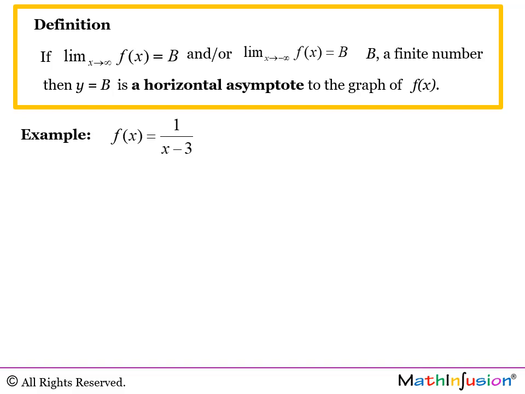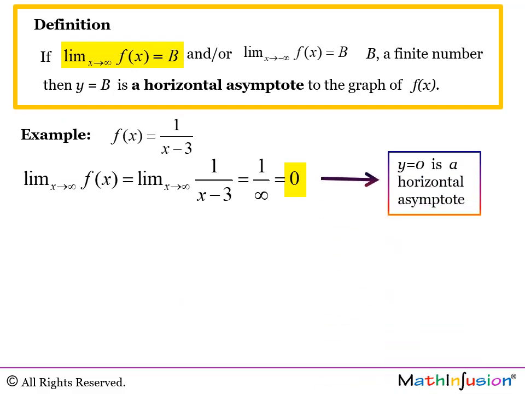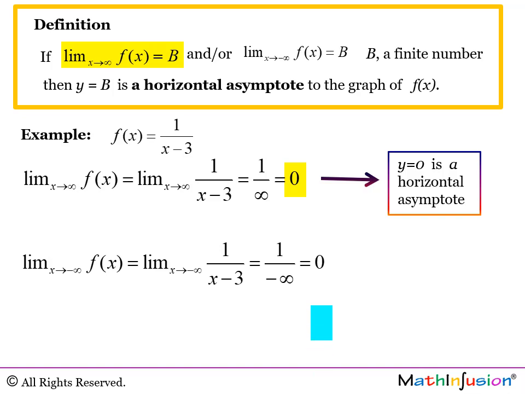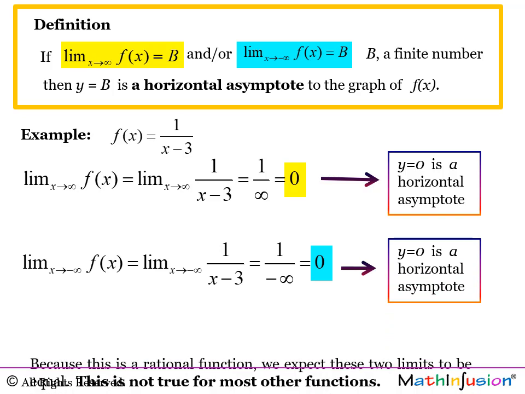Example: f(x) equals 1 over x minus 3. At infinity, we get just 1 over infinity, which is 0. We conclude that y equals 0 is a horizontal asymptote, at least at infinity. Now let's take the limit at negative infinity, and we also get that the limit is 0. In this case, this graph has only one horizontal asymptote, y equals 0.